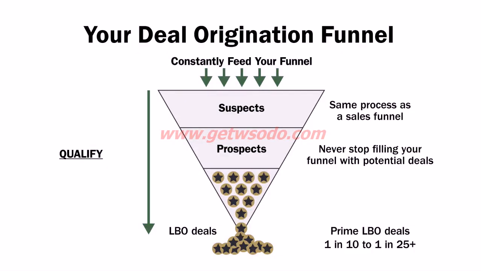And your deal origination funnel starts with suspect opportunities. You suspect that they're a good fit for your empire building, and you suspect that the owner wants to sell the business. Next, you qualify just as you do in a sales funnel, but this time you're qualifying versus your deal specification. That's why I need you to have completed it for module number 2.